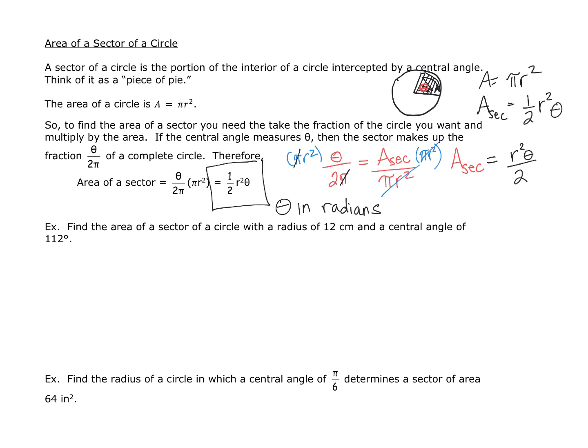So when I look at this first example, I want the area of a sector of a circle with a radius of 12 centimeters and a central angle of 112 degrees. So I'm going to call this angle theta, 112 degrees. Well, again, we have to change our 112. So 112 times pi over 180 is going to give us 28 pi over 45.